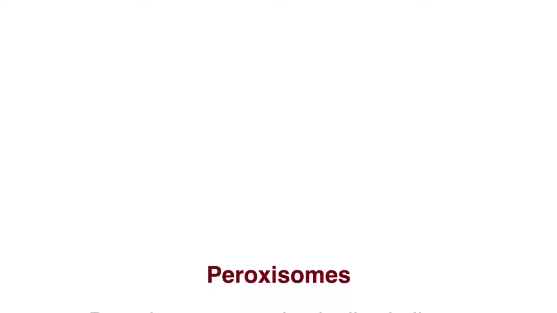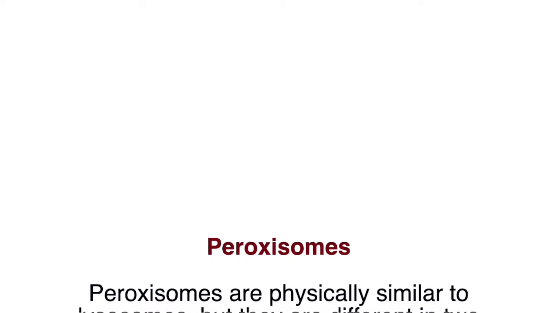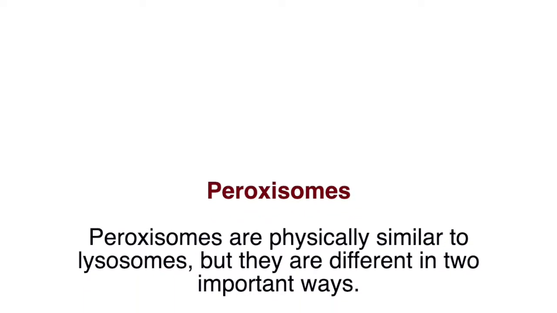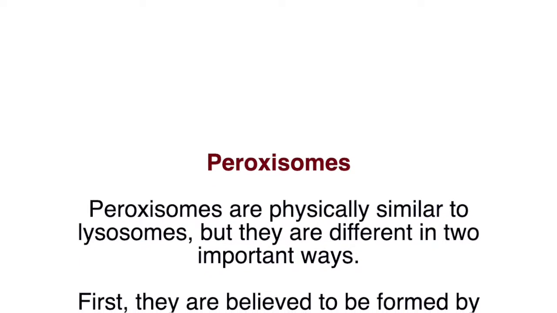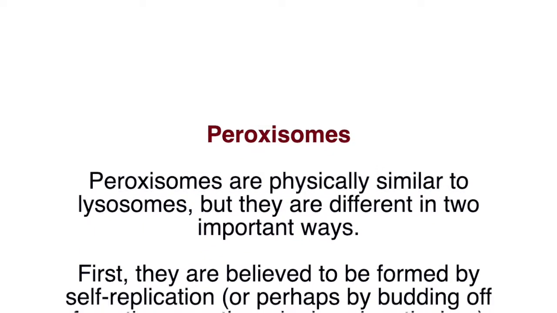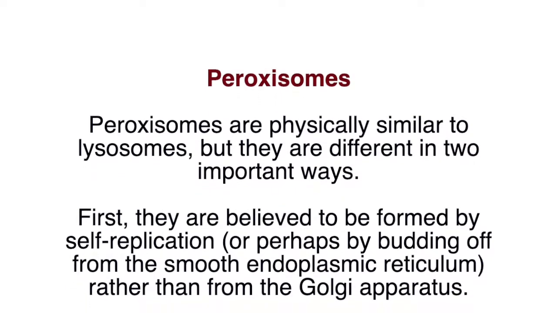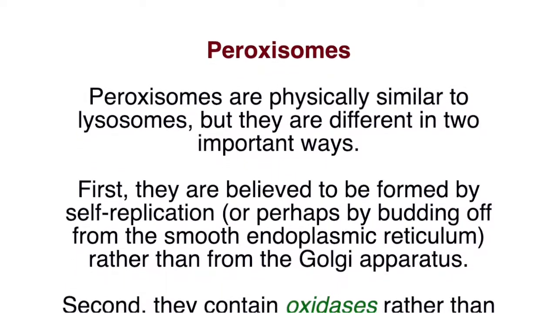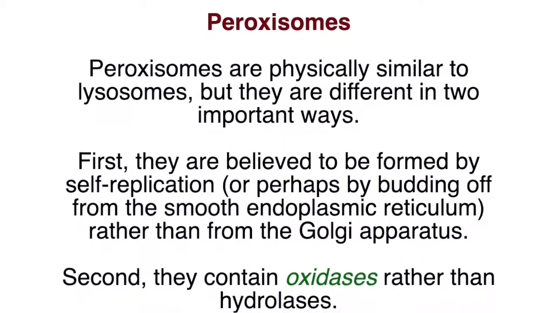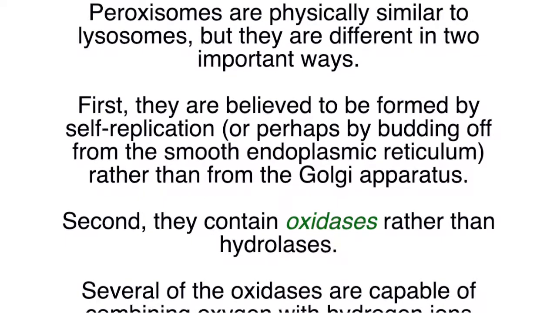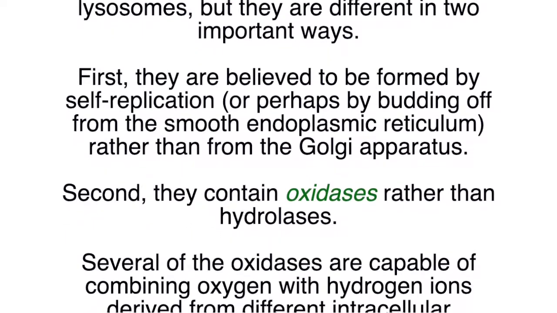Peroxisomes. Peroxisomes are physically similar to lysosomes, but they are different in two important ways. First, they are believed to be formed by self-replication or perhaps by budding off from the smooth endoplasmic reticulum rather than from the Golgi apparatus. Second, they contain oxidases rather than hydrolases.